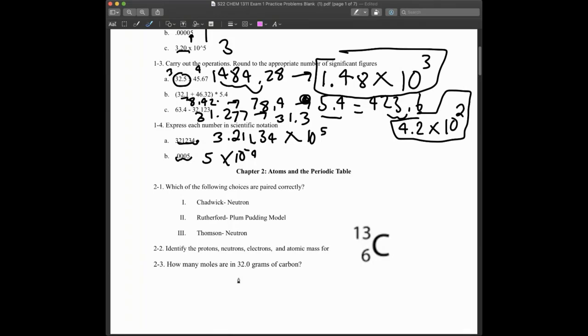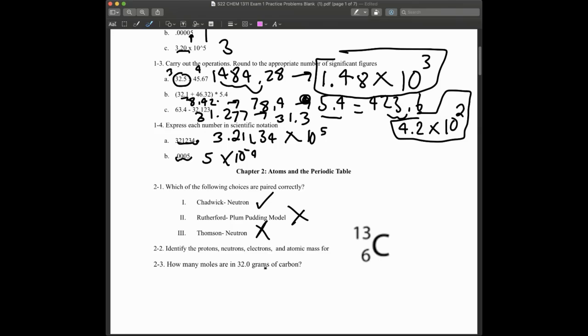Which of the following choices are paired correctly? So Chadwick did come up with the neutron. Rutherford was not the plum pudding model, however. He was actually the gold foil experiment. He did the gold experiment. Thomson is wrong. He did not find the neutron. That was Chadwick.